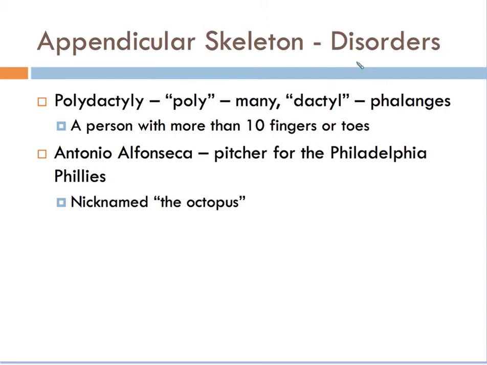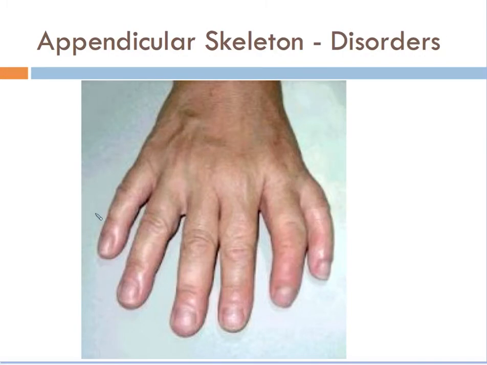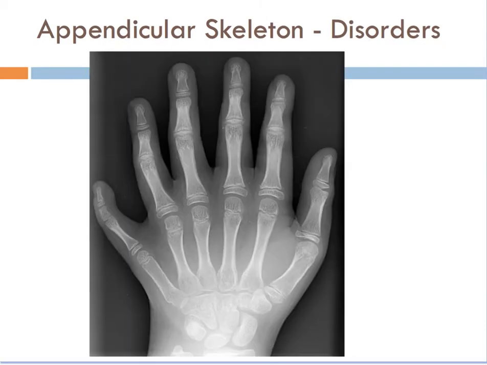There are some disorders we can talk about in referencing your hand. So polydactyl, poly means many. Dactyl refers to phalanxes or phalanges. So if you have more than 10 fingers, you are considered polydactyl. There's a pitcher for the Philadelphia Phillies named Antonio Alfonseca. He was nicknamed the Octopus because his hands look like this, which is kind of creepy, not gonna lie to you. But he was a major league pitcher.